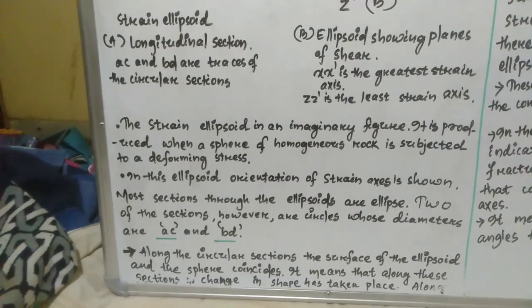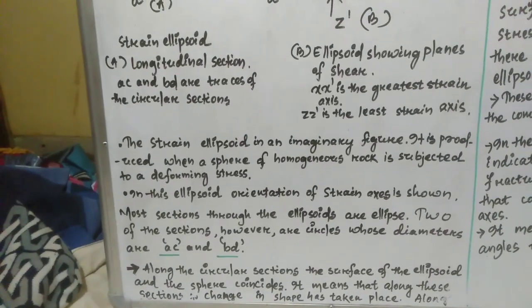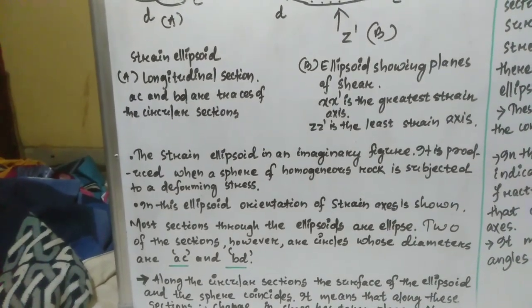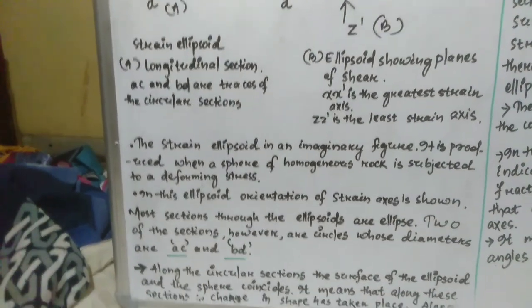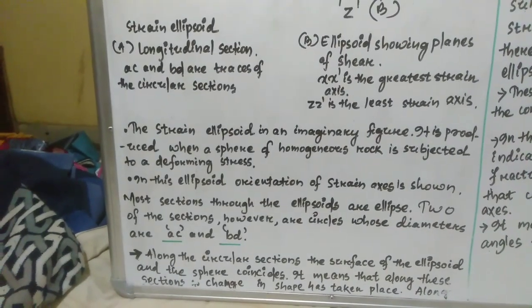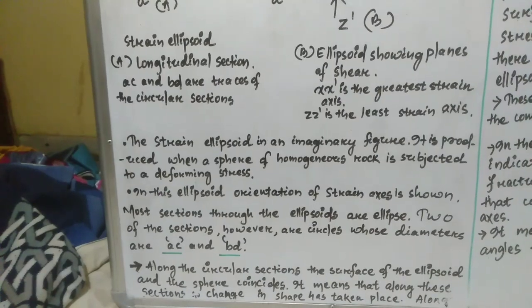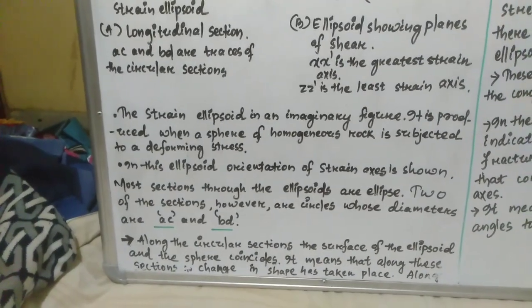Next, most sections through the ellipsoid are ellipses. Two of these sections however are circles whose diameters are AC and BD. Most sections through the ellipsoid are ellipses.